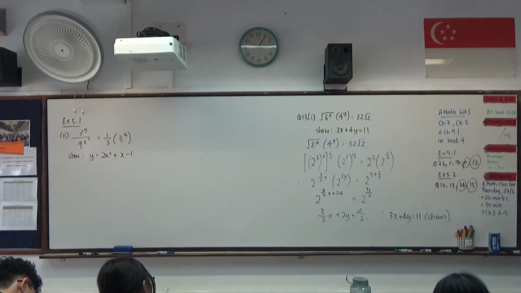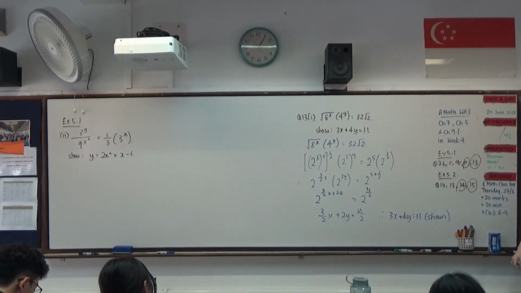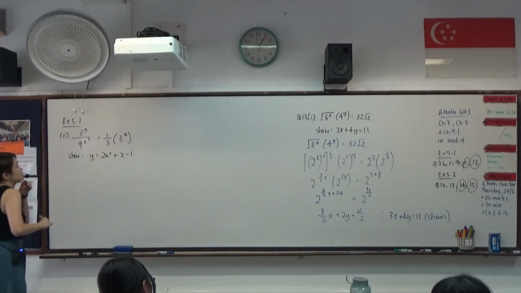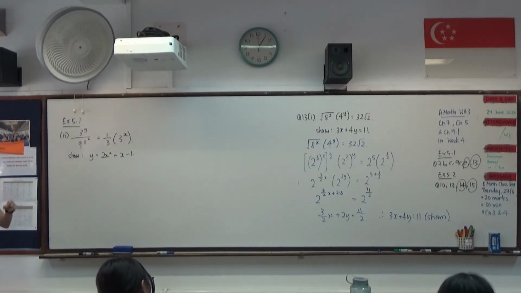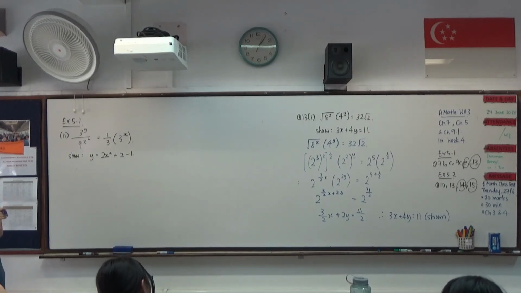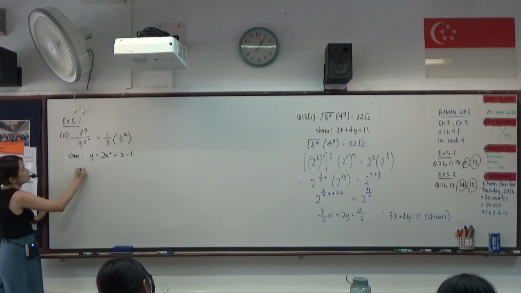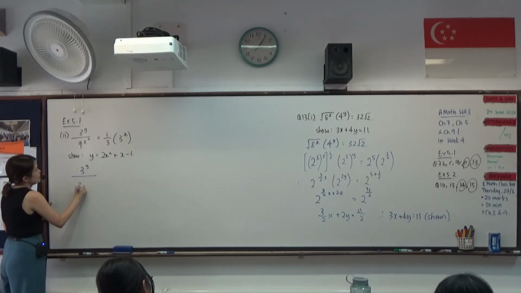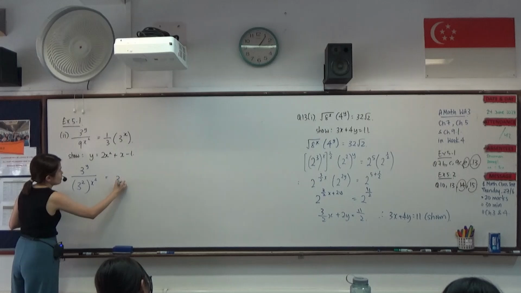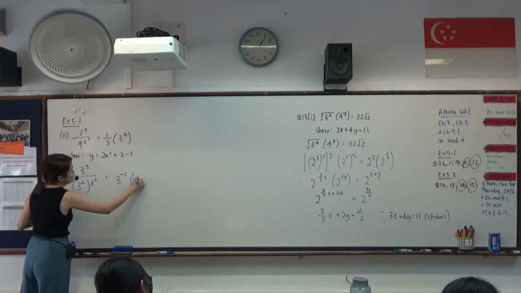With the given equation of 3 to the power of y over 9 to the power of x squared equals to 1/3 times 3 to the power of x, we should have all our bases to be what? What should all our bases be? 3, right? Okay, so 9 is 3 squared. 1/3 is 3 to the power negative 1.